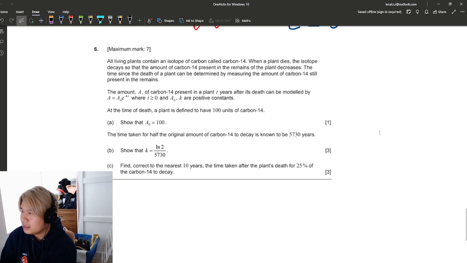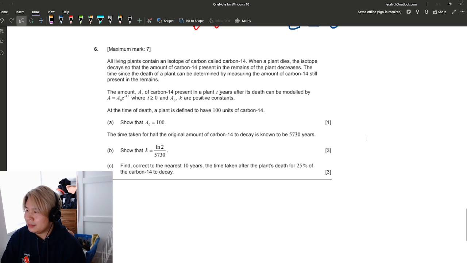All living plants contain some isotope. When the plant dies, the isotope decays, and you measure the isotope. Here's an equation to measure the carbon. At the time of death, the plant is defined to have 100 units of carbon-14.